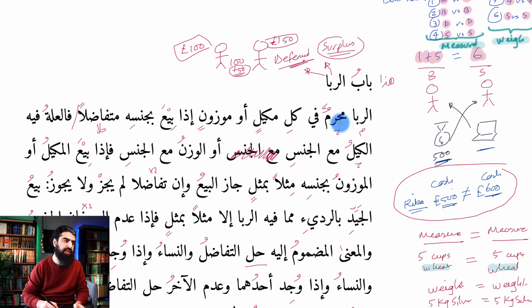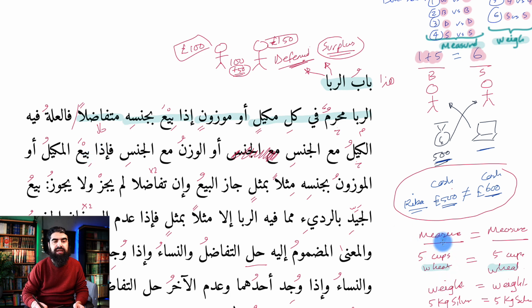So let's have a look at this then. So he says, Babu Riba. This is the chapter of riba. Riba muharramun. Riba is haram. Fi kulli makilin, in every measured thing, or in every weighed thing. Idha bi'a, when it is sold, bi jinsihi, in exchange for its similar genus, mutafadilan, in excess on one side.